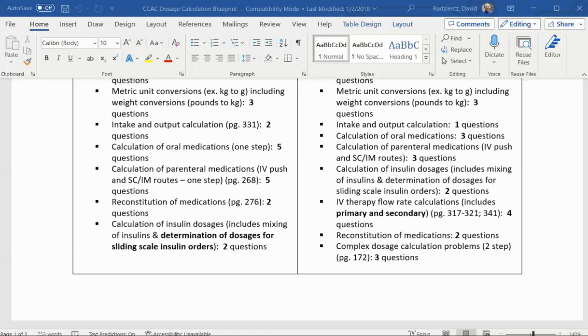All right, so let me give you some examples of what a question that's considered a reconstitution would look like and how it might get asked, and then we'll go from there.